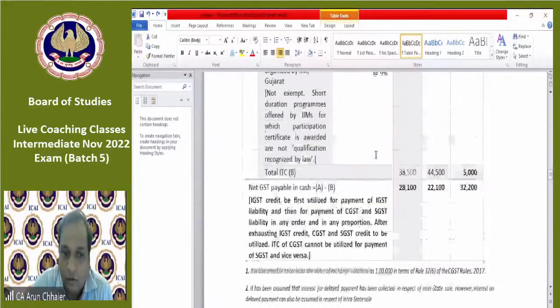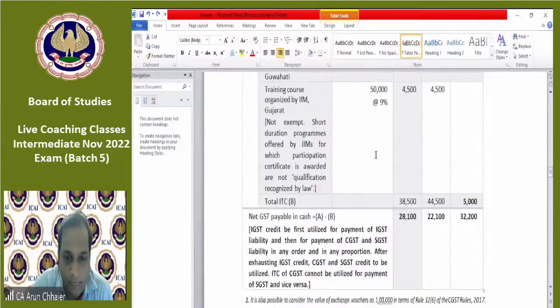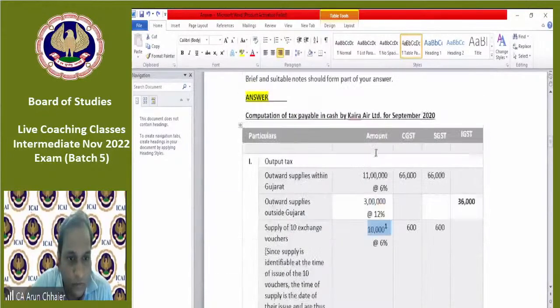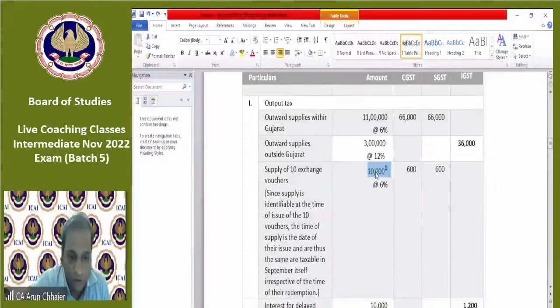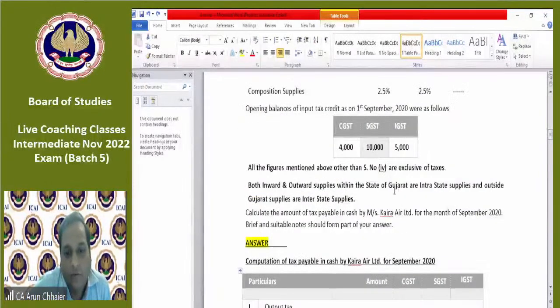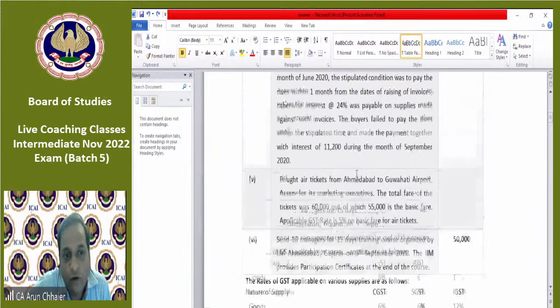One second. Where is the calculation? Fine, no problem. Inclusive of tax. So that is not inclusive. The total 10,000 multiplied by 6% CGST and 6% SGST. Interest was inclusive of tax. What was written? That all the figures mentioned above other than serial number 4 are exclusive.